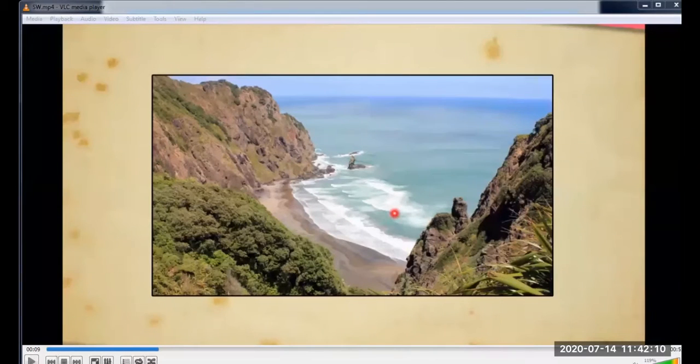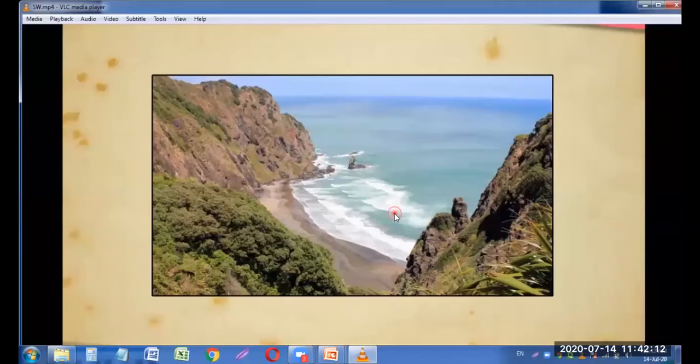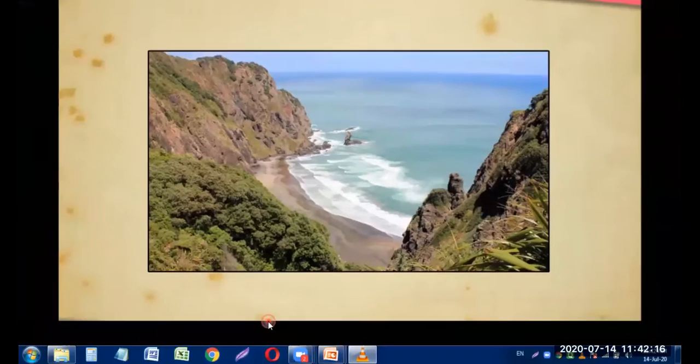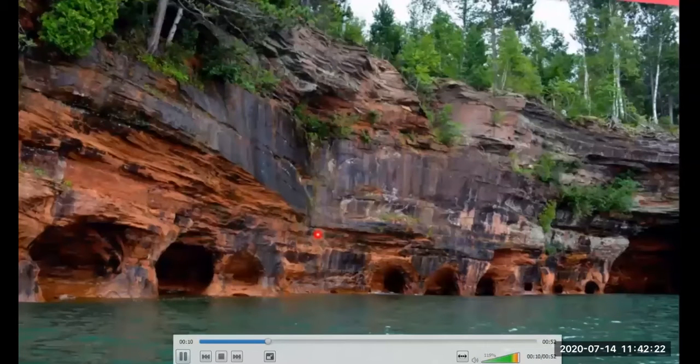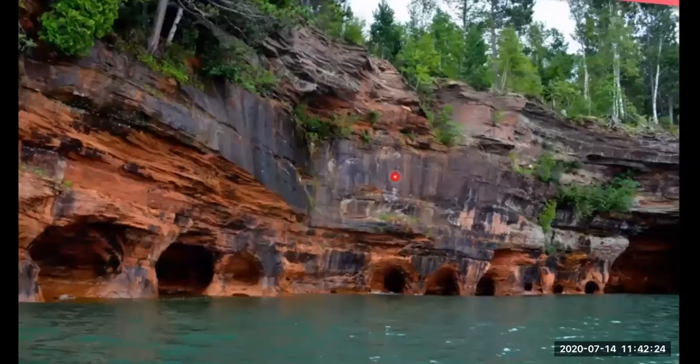So let us play the video once again. Sea waves continuously strike at the rocks. As a result, cracks develop and become wider.